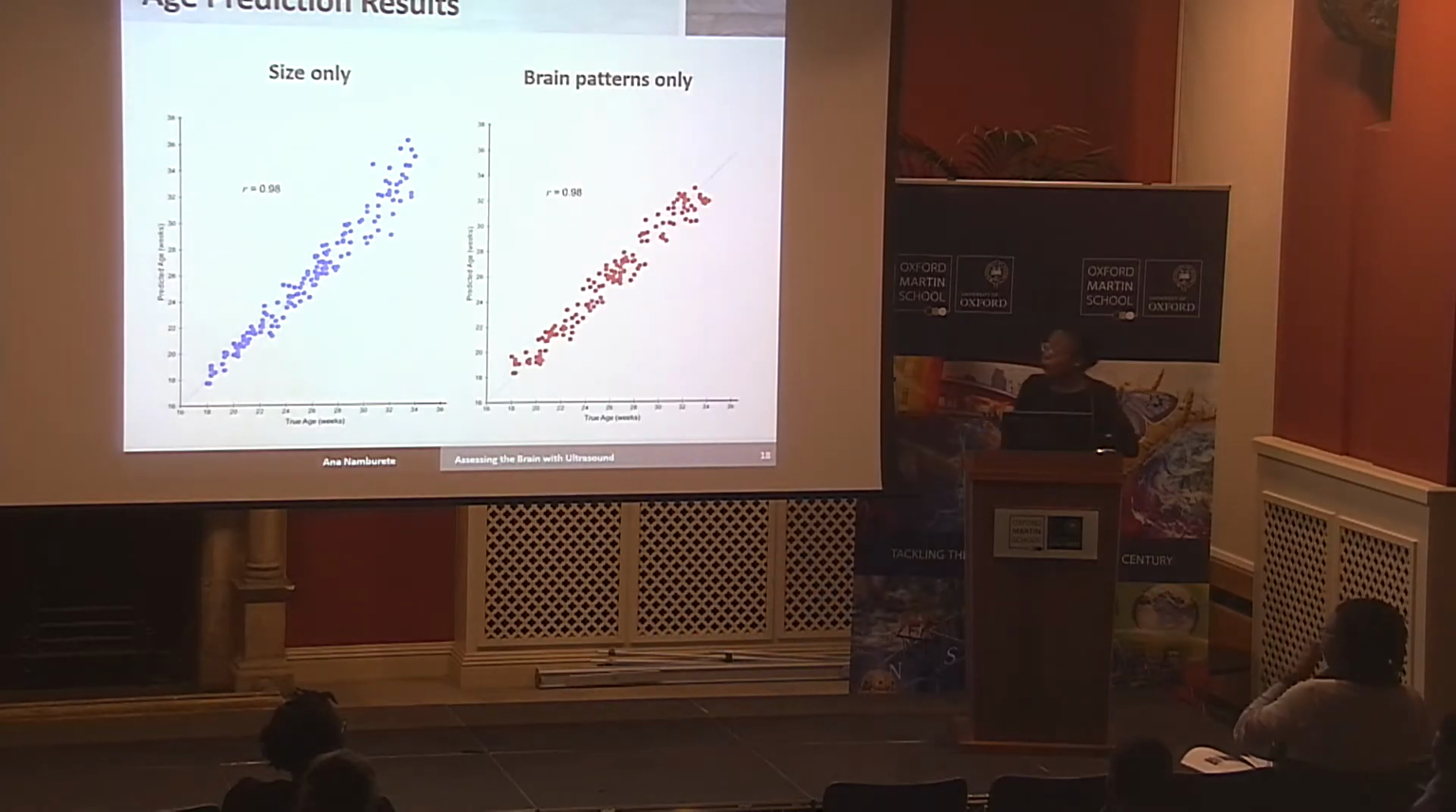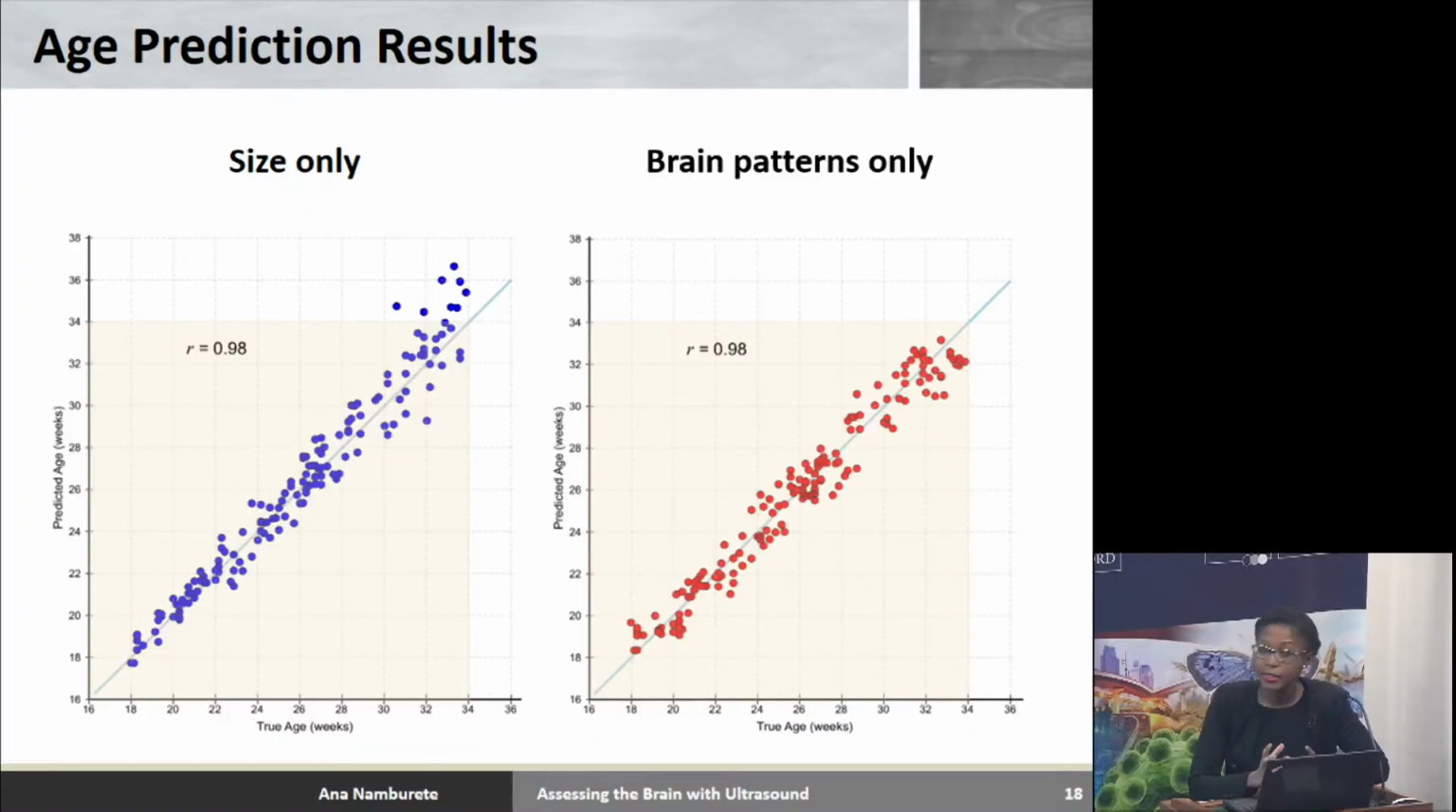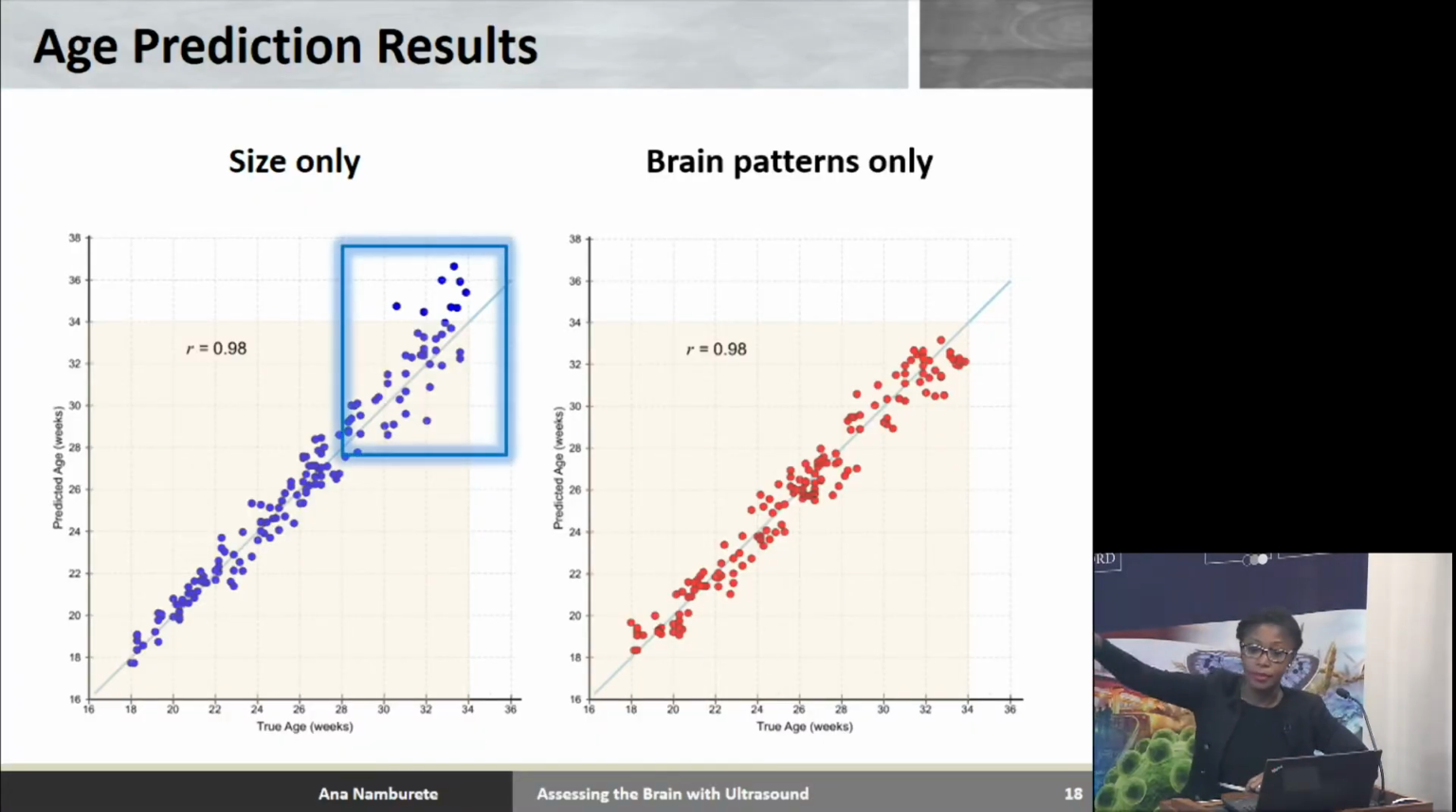When we use this brain-based method, we start to see a difference, particularly in the third trimester of pregnancy. The error bounds are much tighter. We get a much more accurate prediction, and there's no systematic bias at any stage in pregnancy. So that's really exciting.